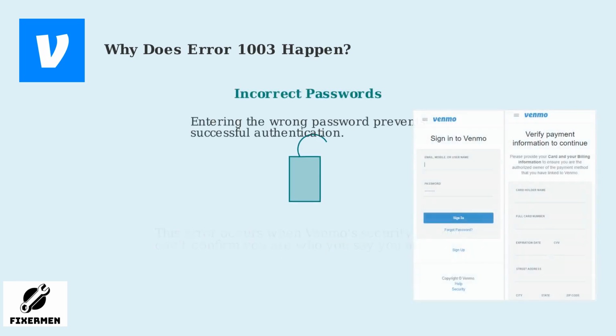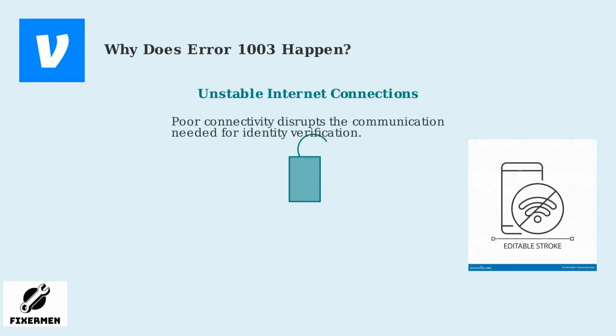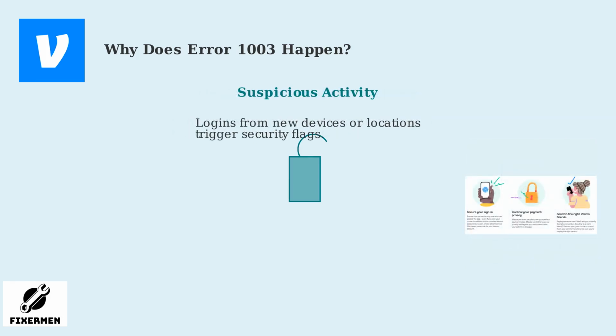One common cause is entering incorrect passwords. This prevents the authentication process from completing successfully. Another cause is using an outdated app version. Older versions may not have the necessary security features for proper authentication. Unstable internet connections can also trigger this error. Poor connectivity interrupts the secure communication required for verification. Finally, suspicious activity like logins from unfamiliar devices or locations can cause Venmo's security algorithms to flag and block access.